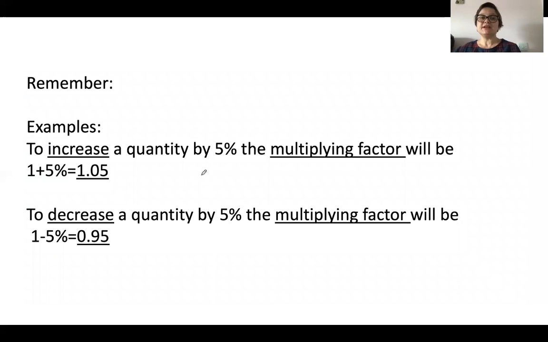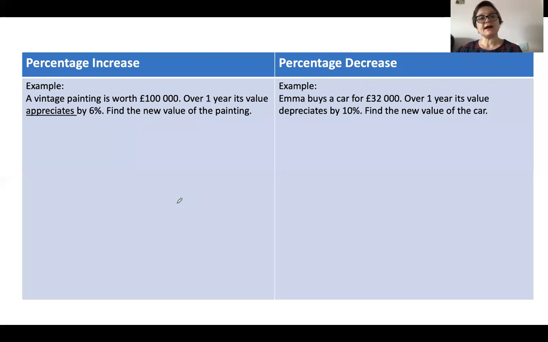Remember, to increase a quantity by 5%, the multiplying factor would be 1 plus 5%, which equals 1.05, because 5% is actually 0.05. And to decrease it, 1 minus 5%, so 1 minus 0.05, and you get 0.95. Now, I have prepared two different questions here. One is percentage increase and the other one is percentage decrease.